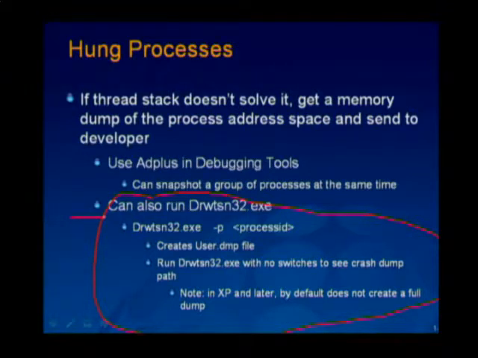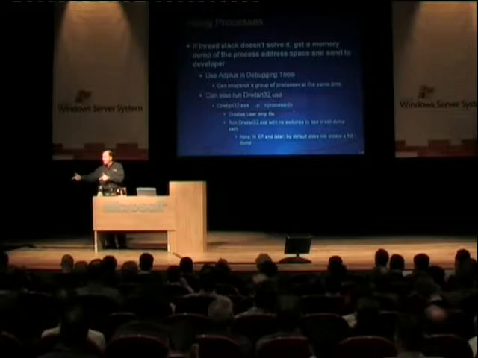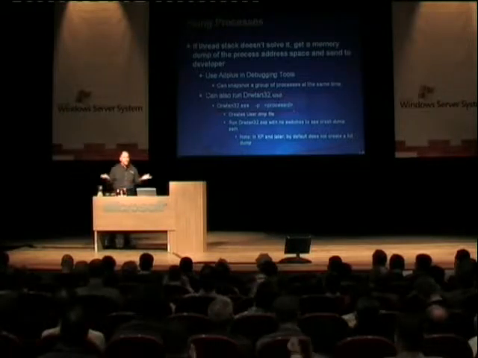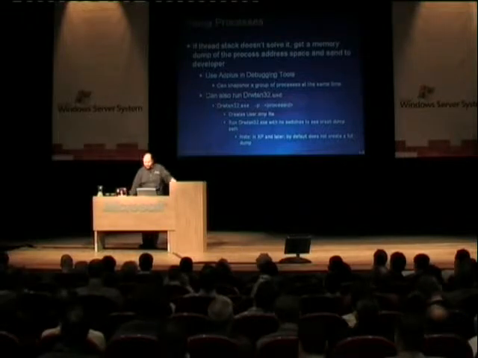Dr. Watson. Dr. Watson 32 takes a command line argument, -P, and then a numeric process ID. So Dr. Watson 32 -P 42 attaches to process 42, makes a memory dump, and then kills the process. So that's just a point about Dr. Watson. It kills the sick process after dumping it. But at least you could make a dump on a system that maybe didn't have the debugger tools configured.